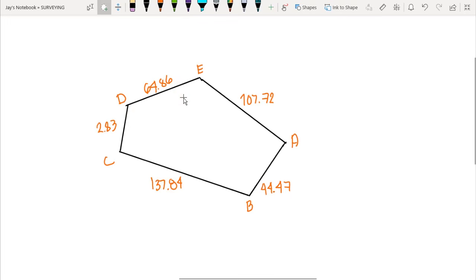And the last line, we have E to A having a distance of 107.72 and the direction of A from E is southeast. Okay, so this is how you draw the land using the data given.